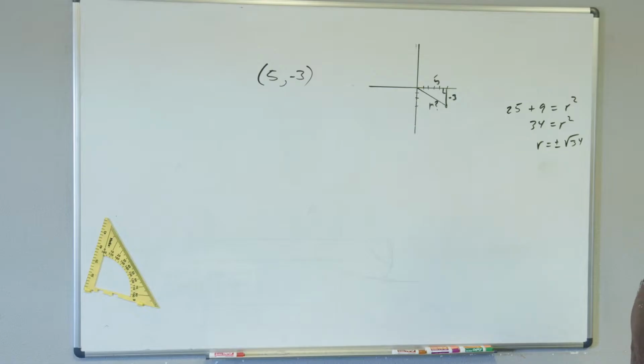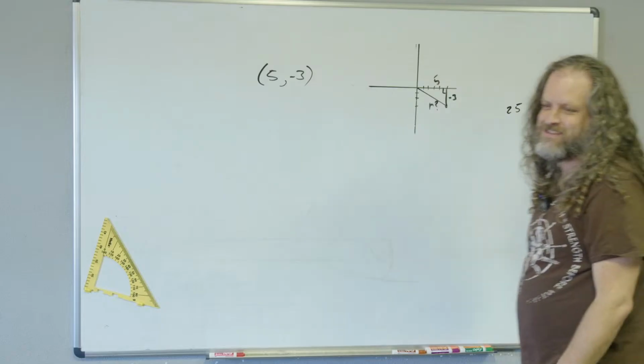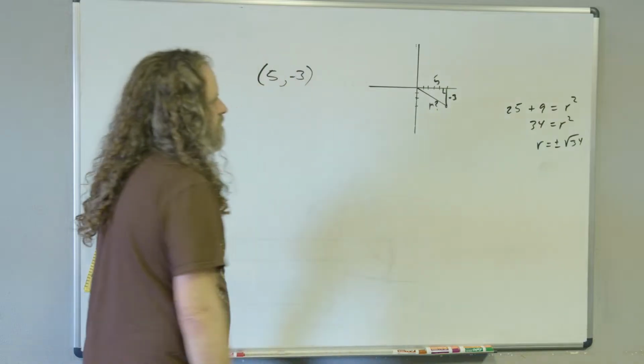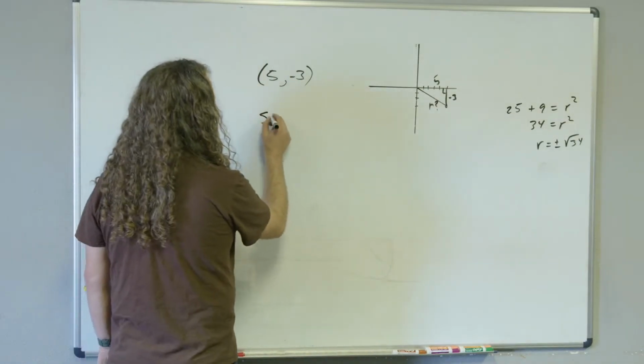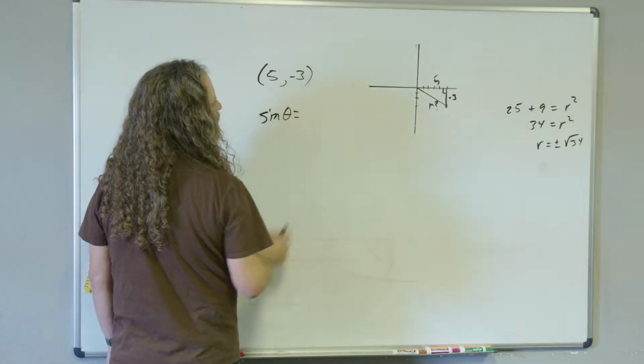So what do you do? And then what would we do now? We would find... No, no, all the points have to be positive by using the square root of the 34, so then we can start doing all the... Yeah. 5 over. So the sine of theta equals.